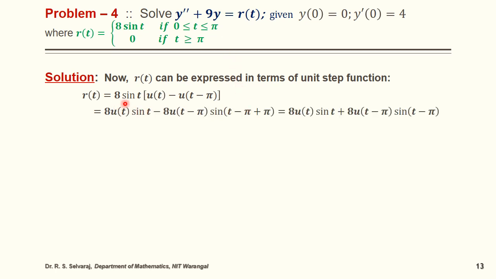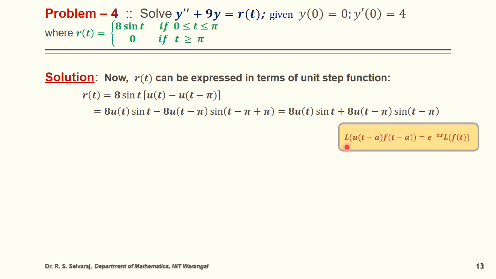And I take this 8 sin t inside and we will get 8 u of t sin t minus 8 u of t minus pi into sin of t. This sin of t, now I replaced it like this. I have subtracted pi and then I have added pi, so that I will get an expression like this: 8 u of t sin t plus 8 u of t minus pi into sin of t minus pi. Why have I subtracted pi here and then added pi here? Because you can recollect this formula: Laplace transform of u of t minus a into f of t minus a is e to the power minus as into Laplace transform of f of t.